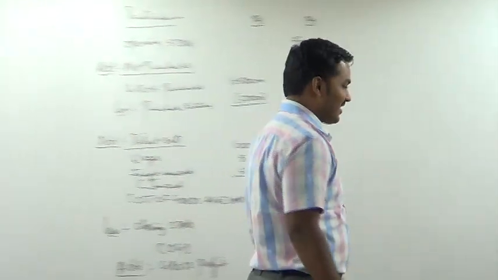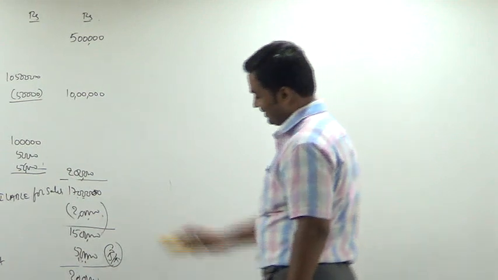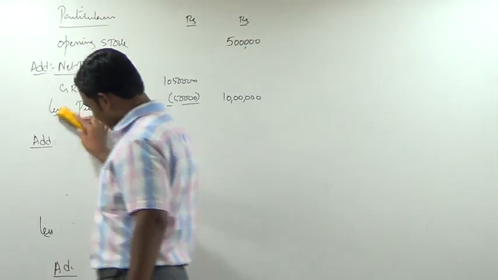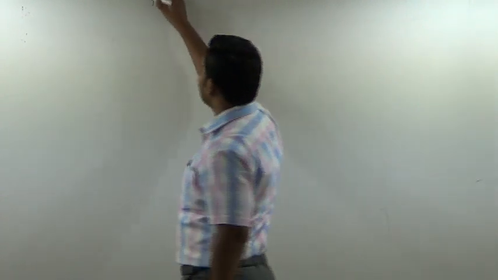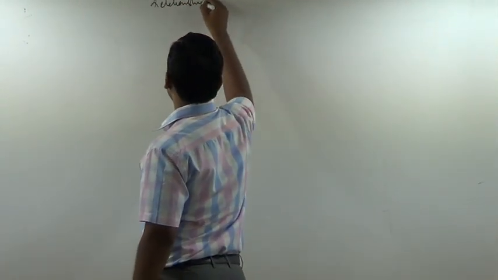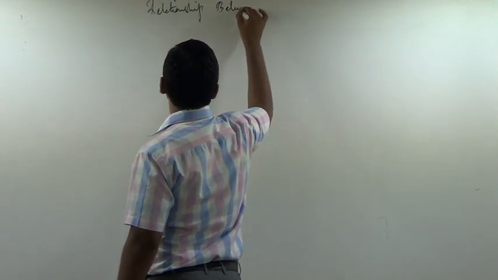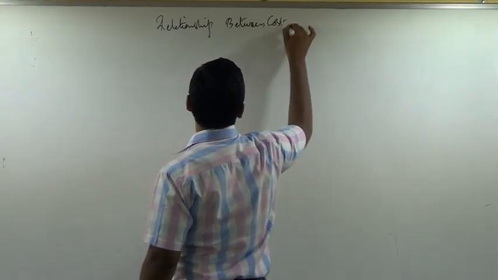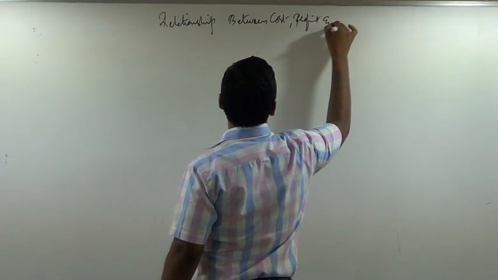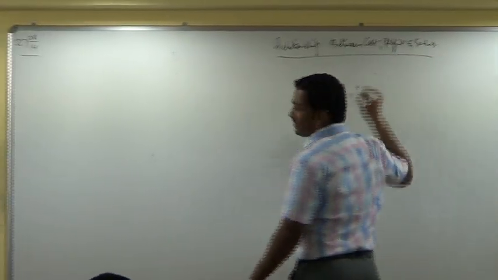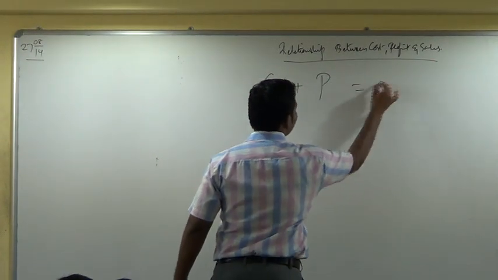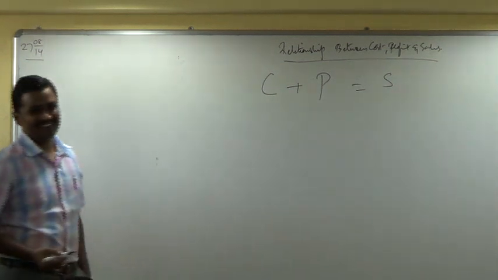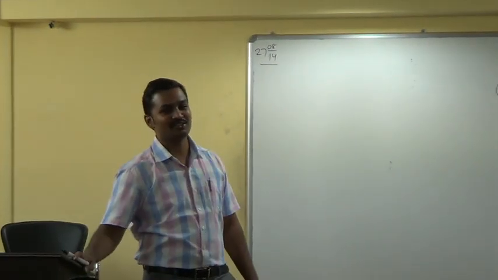Relationship between cost, profit and sales. I know one relationship. It is C plus P is equal to S. Cost plus profit is equal to sales.